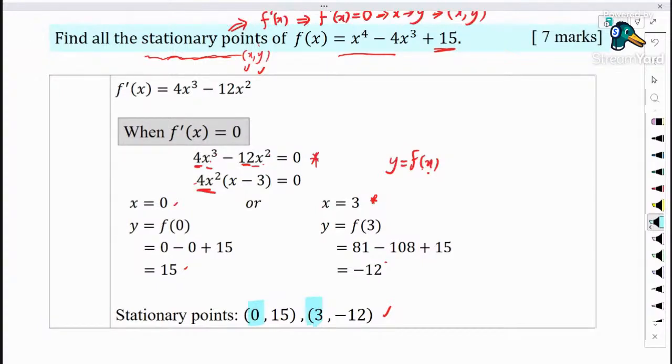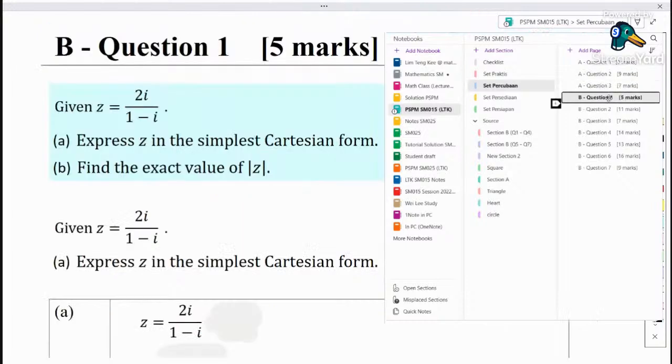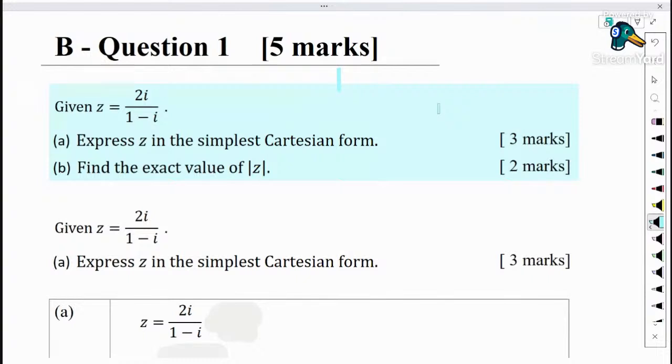Next, we go for question number 1 in section B. 5 marks is given, and this question is related to chapter 1 on number systems. To be specific, in chapter 1, this is the case where we discuss complex numbers. So if you are given a complex number according to the question, z equals 2i over 1 minus i, the task is to express z in the simplest Cartesian form. What we mean by the simplest Cartesian form is that I want the answer in the form of a plus bi, only a real number and also an imaginary number.